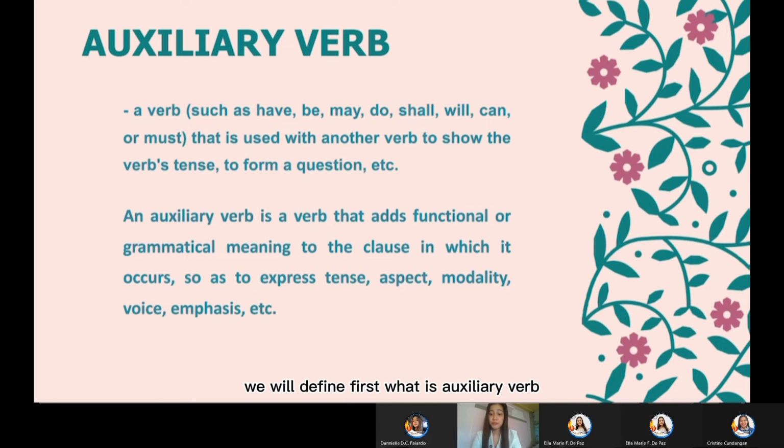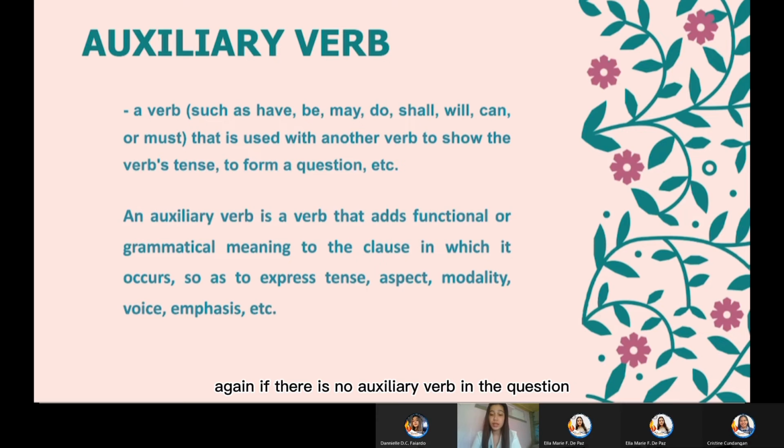Before moving on, we will first define what an auxiliary verb is. A verb such as have, be, may, do, shall, will, can, or must that is used with another verb to show the verb tense, to form a question, etc. An auxiliary verb is a verb that adds functional or grammatical meaning to the clause in which it occurs so as to express tense, aspect, modality, voice, emphasis, and many more.